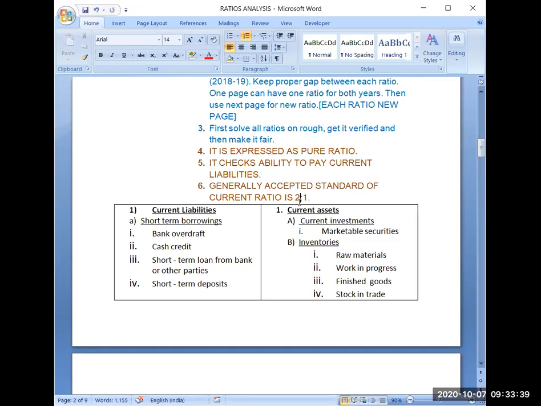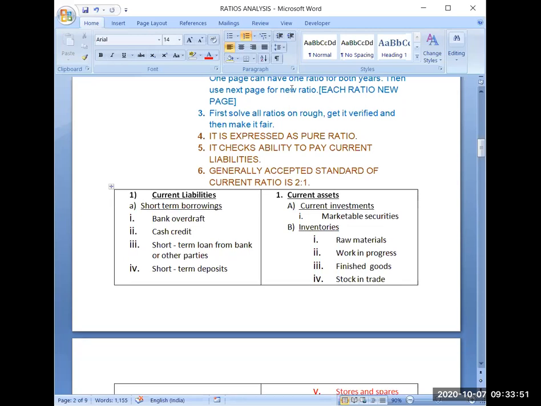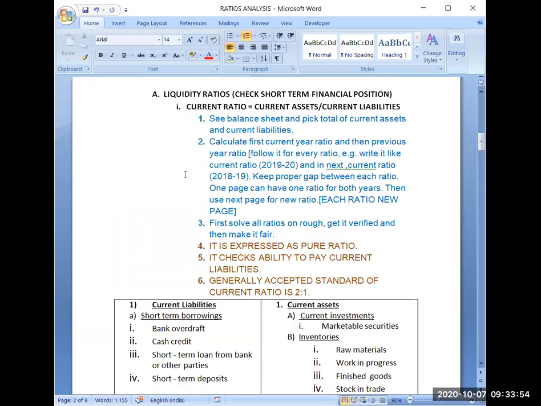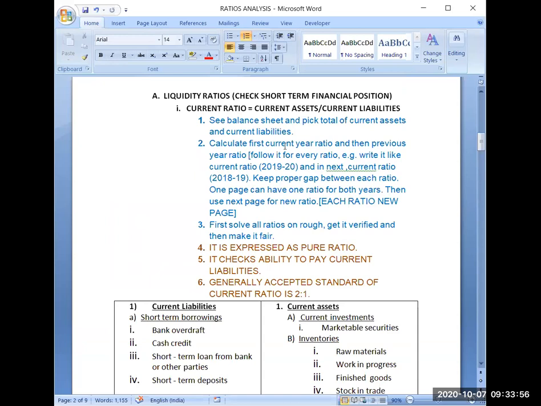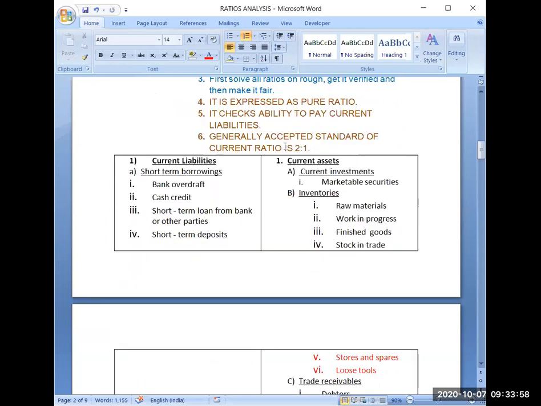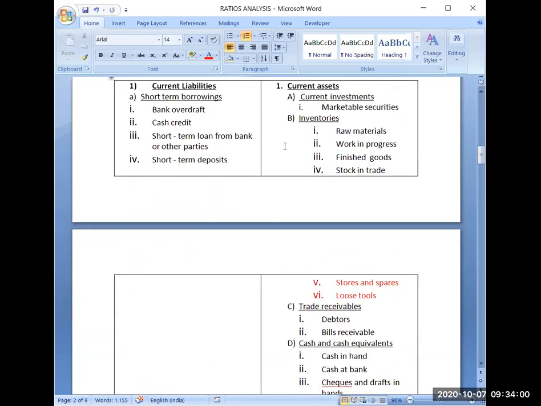Too much amount blocked in current assets should not be there, that is also not good. So it should be in a balanced manner, 2 to 3 only. So I hope the theoretical part of the ratios and current ratio is clear. Now in the balance sheet also we have done this part, what are the components of current assets and what are the components of current liabilities.